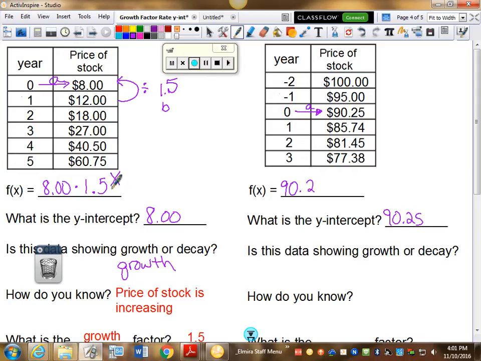Oh, I forgot to put the exponent of x here. That's a really easy thing to leave off because you don't have to figure it out. You just have to remember to write it. Times. Okay, is this data showing growth or decay? Well, the price of stock is going down. So it is showing decay. How do you know? The price of the stock is decreasing.